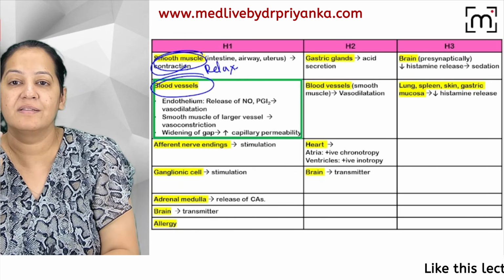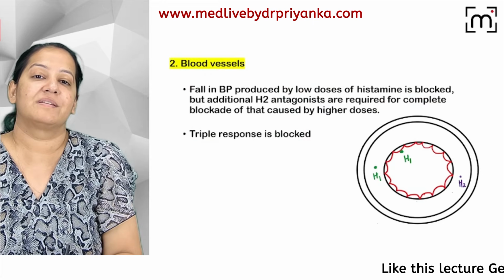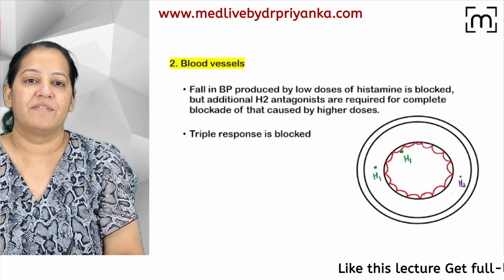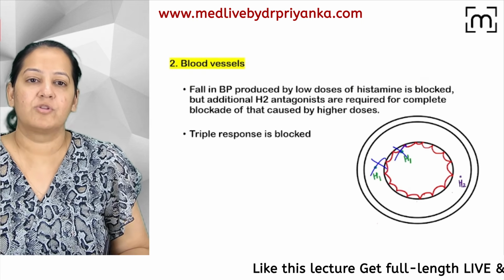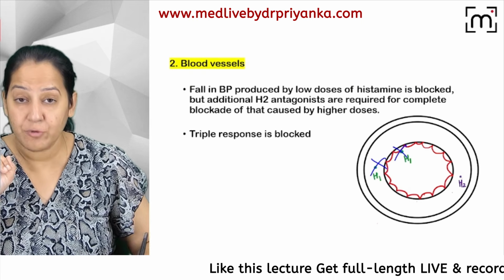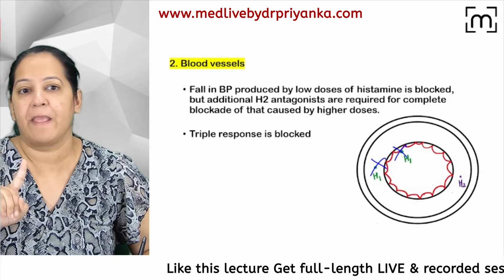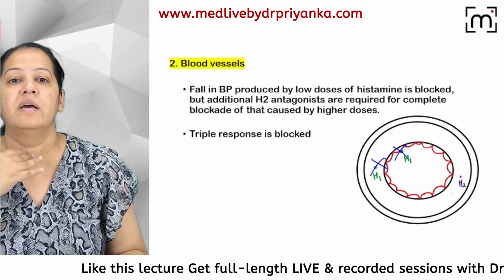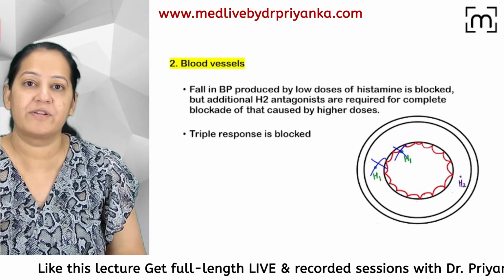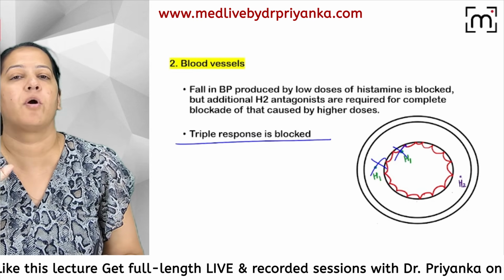Coming to blood vessels. You tell me what will happen on blood vessels. Yes, this is also blocked. H2 is not blocked. I am talking about H1 antihistaminic; I have not taken H2 antihistaminic. H1 was producing the triple response, so here the triple response will be blocked.